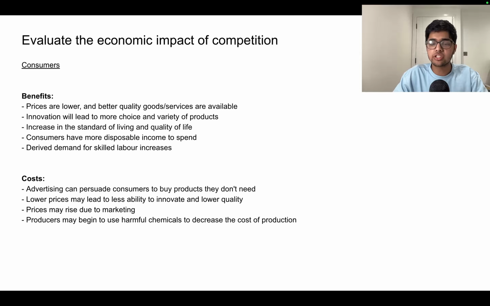Now, the second 6 marker which the specification mentioned: evaluating the economic impact of competition. For consumers, there are both benefits and costs. The benefits are prices will be lower and better quality goods and services are available. This leads to a higher quality of life and a higher standard of living for these consumers, because they will have more disposable income to spend on more goods and services.